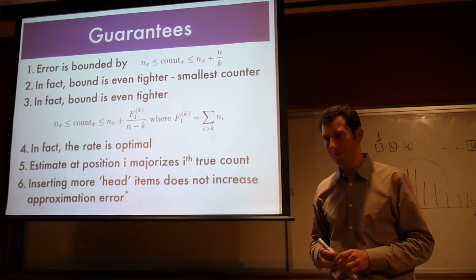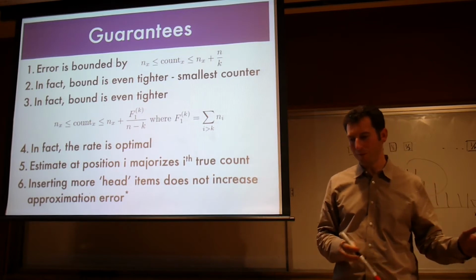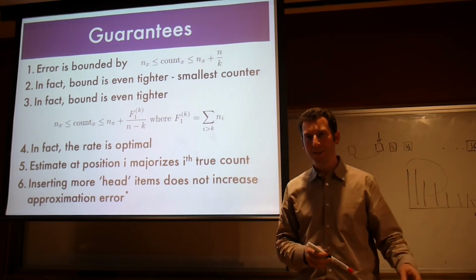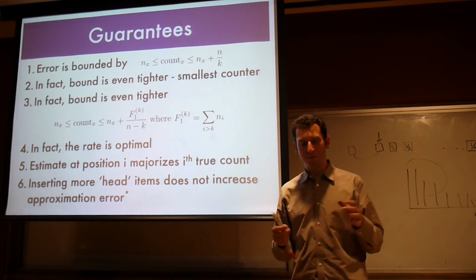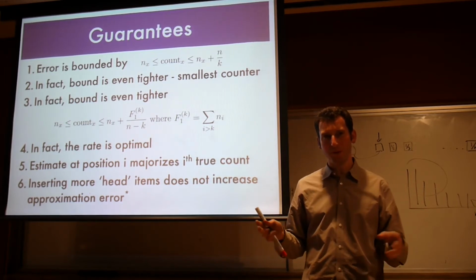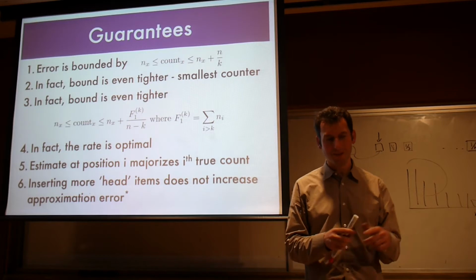Suppose I have some item which turns out to be frequent and is in the list in the end, but it dropped out before and then came back. If I see a lot more of those items beforehand, before it dropped out, it may not drop out and just stay on.